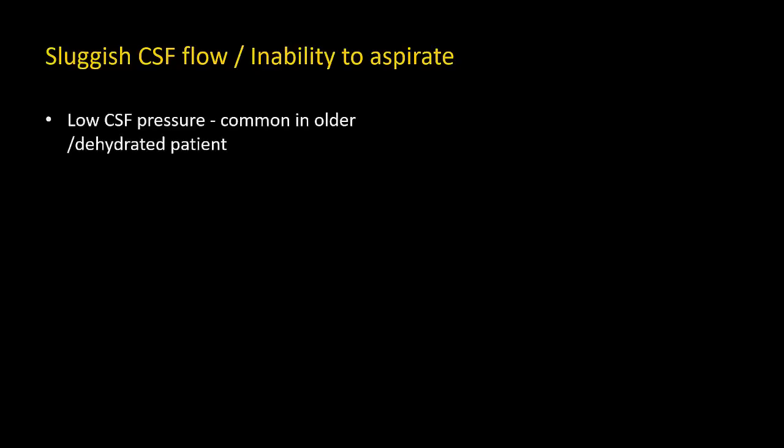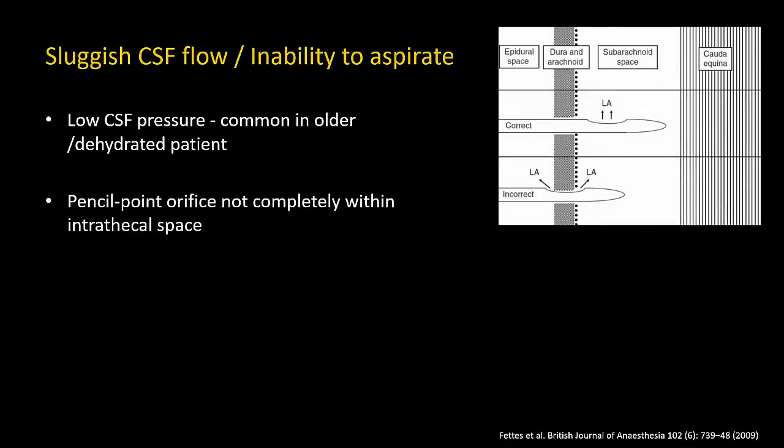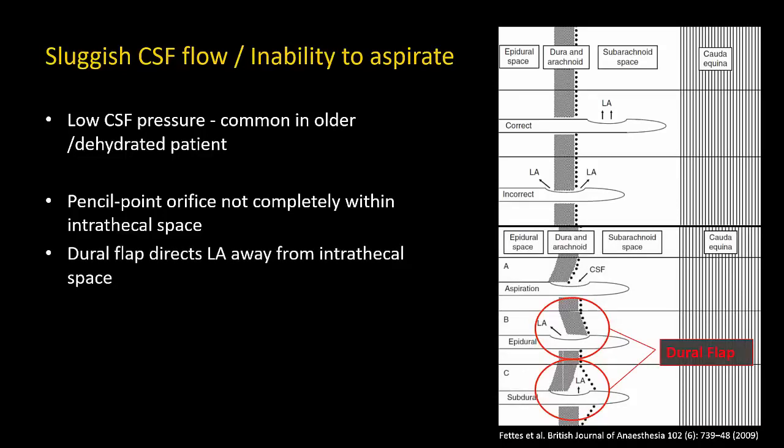I'm going to finish off by addressing one common problem in spinal anesthesia, which is sluggish CSF backflow or an inability to aspirate with a syringe. In older or dehydrated pre-surgical patients, CSF pressure can be low to begin with. With pencil point needles, the setback of the orifice from the tip means that the orifice may not have completely entered the intrathecal space, despite visible black flow of CSF. Another scenario is the dural flap created by puncture may divert some of the injected local anesthetic away from the intrathecal space or into the subdural space, leading to therapeutic failure of the spinal anesthetic.